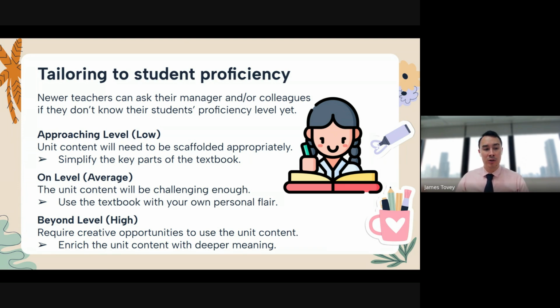So making sure for your low level, you simplify the key parts of the textbook, or the key parts of your unit content that you're teaching. So really determining what's key. So we're going to be looking at the vocabulary, and we're going to be looking at the specific grammar, right? And then hitting all the language points for our example, the English comms. Now, making it as simple as possible.